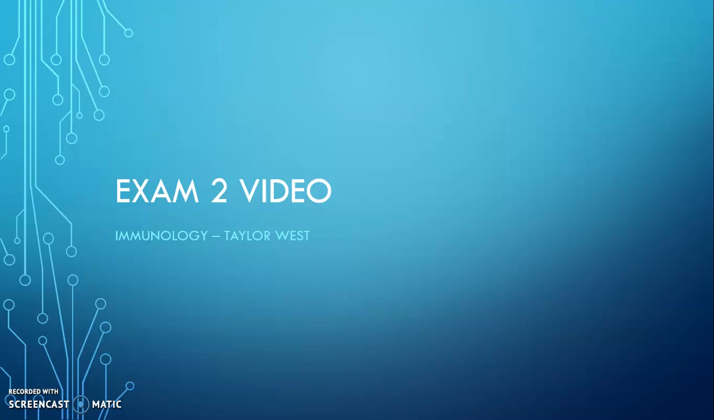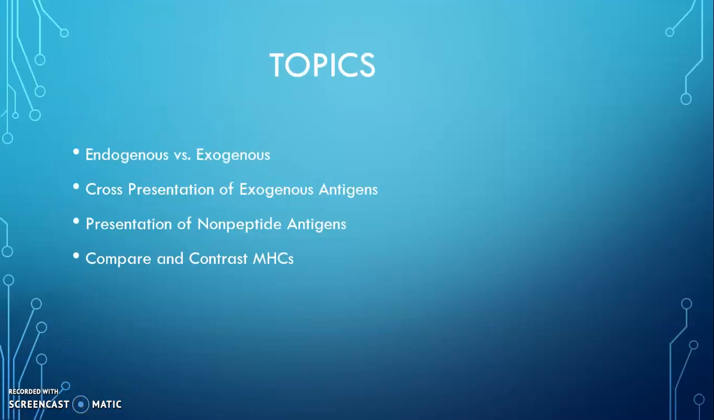So these are some of the things that we're going to be discussing today. Our topics are endogenous versus exogenous, where we're just going to discuss the pathways for those and what comes along with those things. Then we'll be discussing cross-presentation of exogenous antigens. So this will just show how endogenous and exogenous pathways can cross between each other. Also, we will discuss the presentation of non-peptide antigens. We will compare and contrast MHCs.